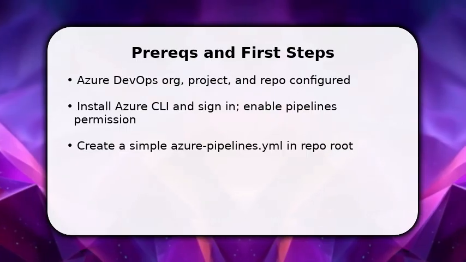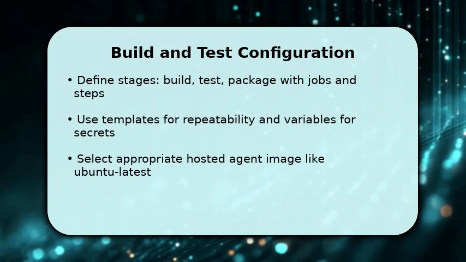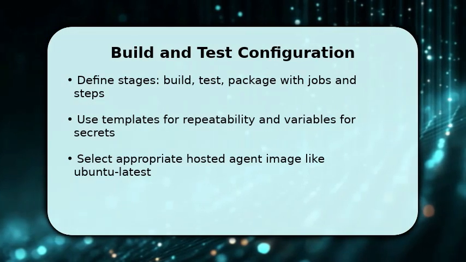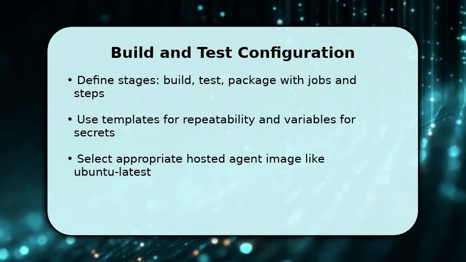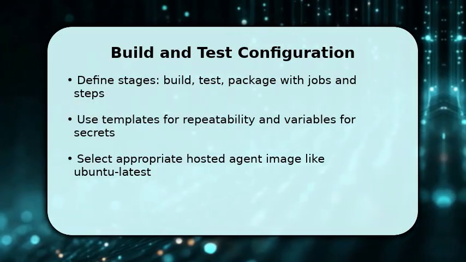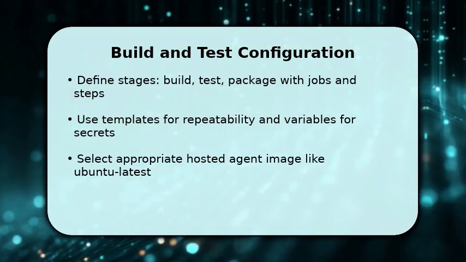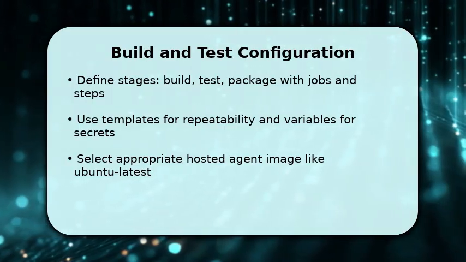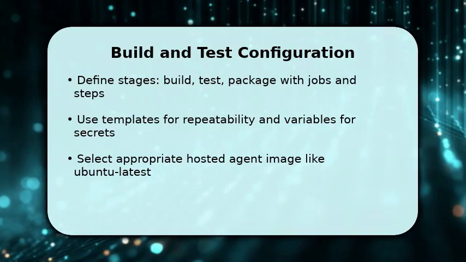You now compose concrete pipeline steps. Add a build stage with compile commands, then a test stage that runs unit tests, and a package stage to create artifacts. Use templates to reuse jobs across repos and variables to store secrets. This keeps YAML tidy and secure.